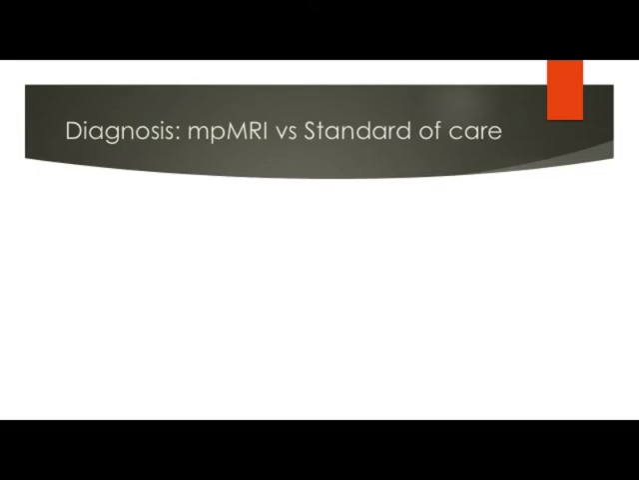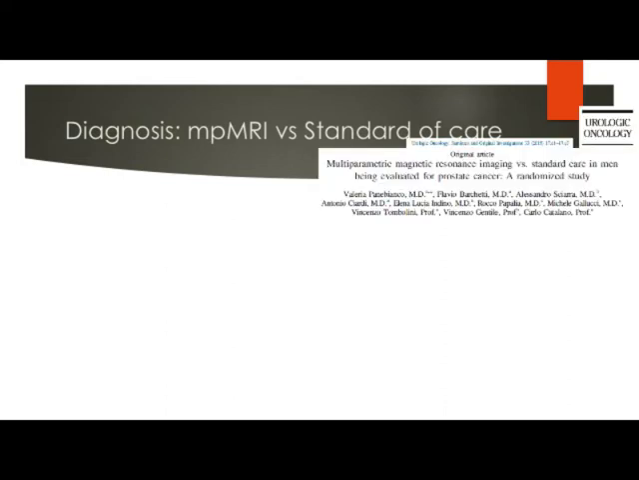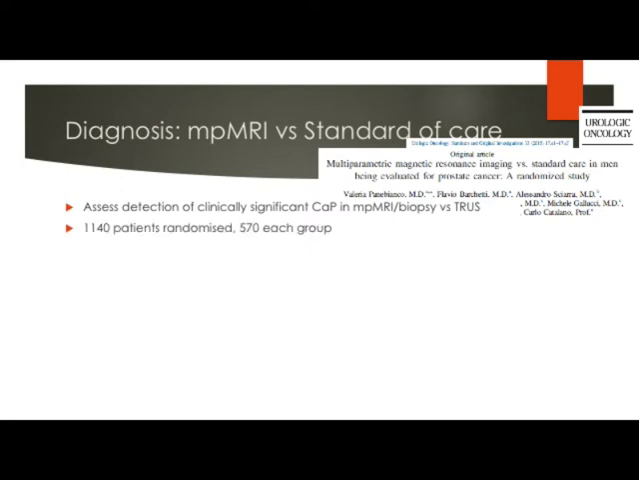Okay. Then I thought, okay, well, we can't rely on just singly unpublished data. So there was another trial that looked at MRI up front. It's published in Urologic Oncology. And basically, the aim was to assess detection of clinically significant prostate cancer using multiparametric MRI and targeted biopsy versus TRUS. So they had quite a significant cohort, 570 patients in each group. Group A had a TRUS only, and Group B had a multiparametric MRI with a TRUS biopsy and a targeted biopsy.